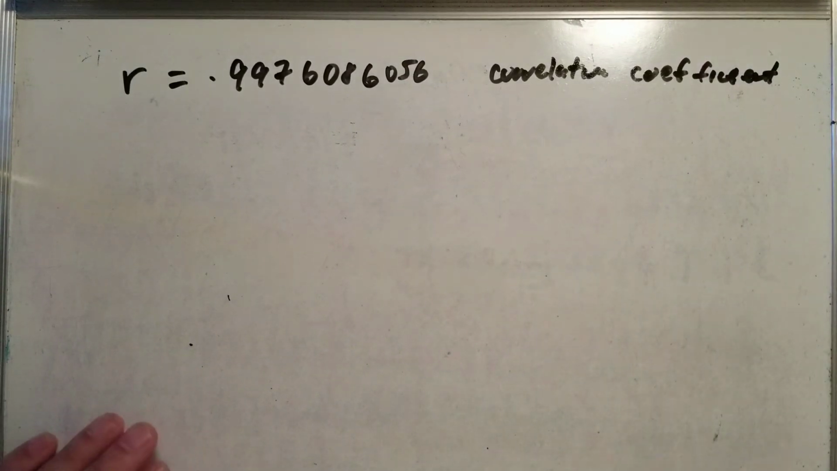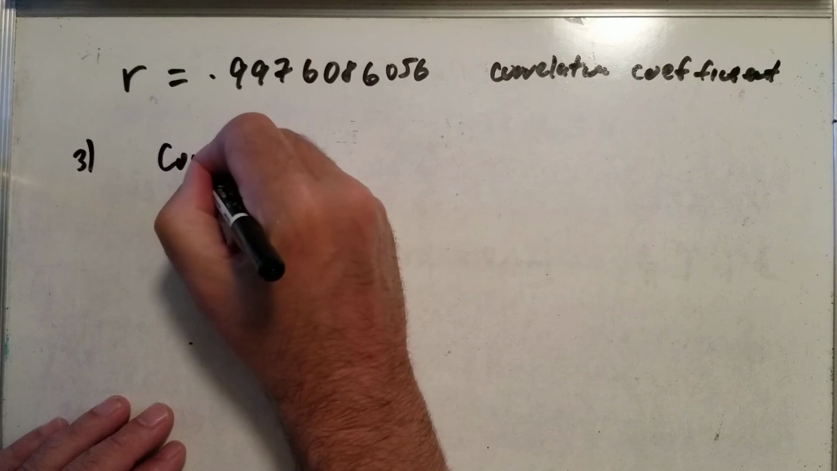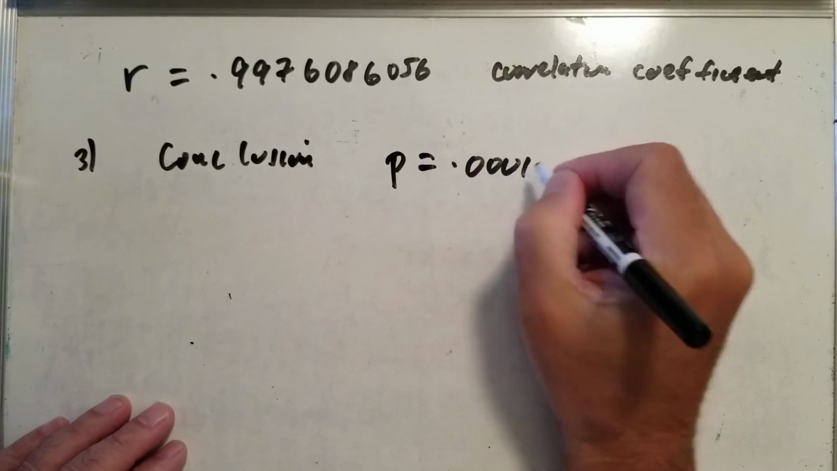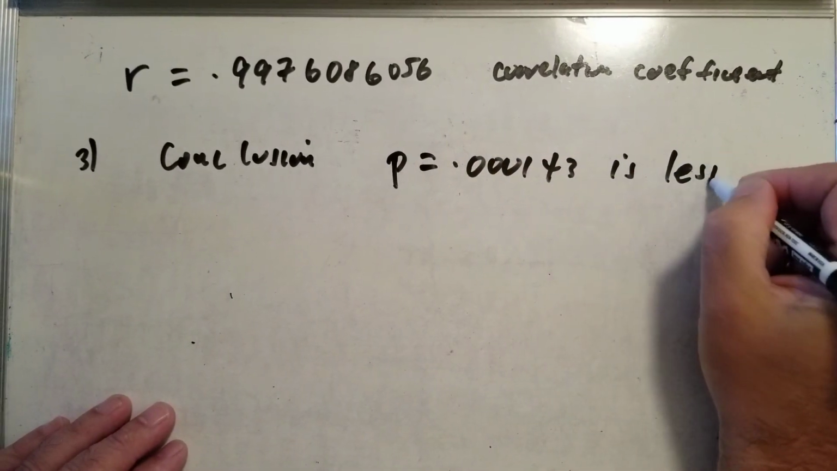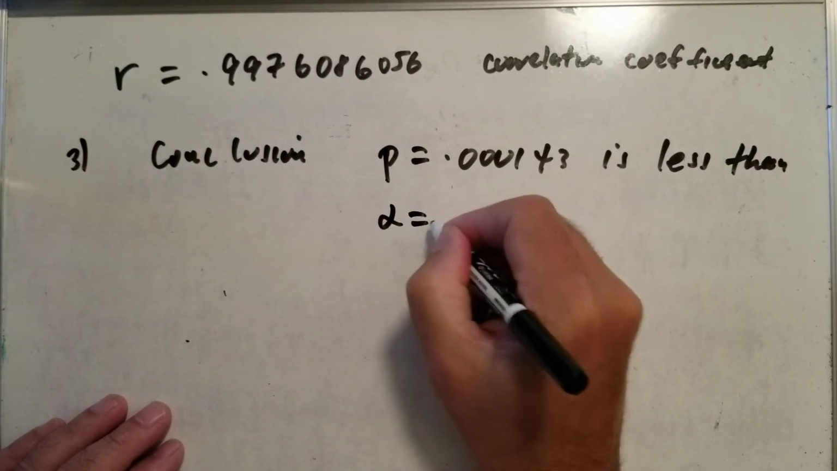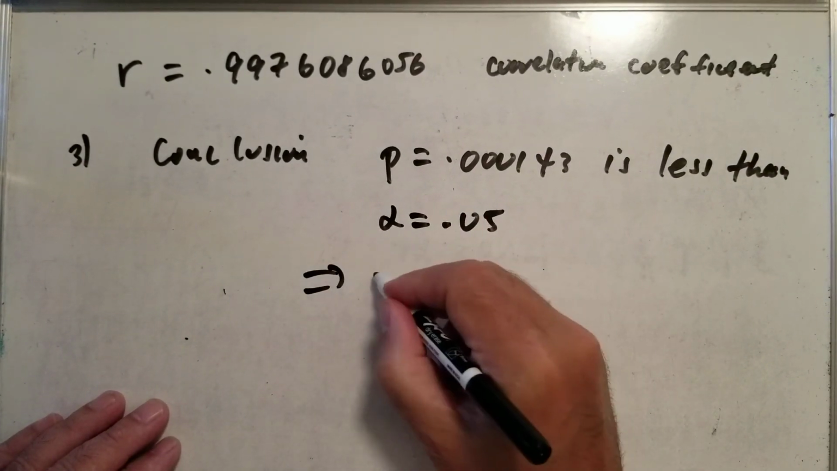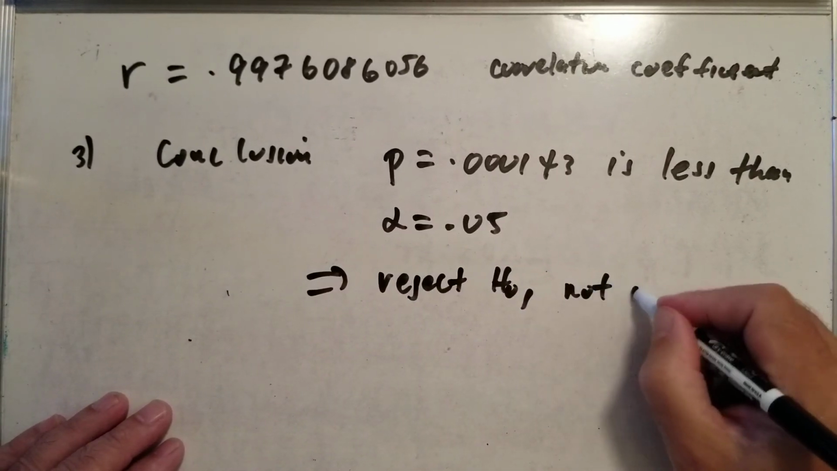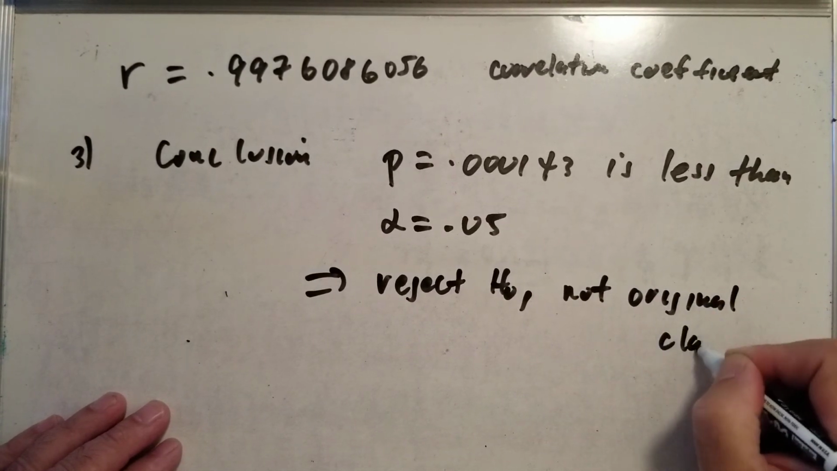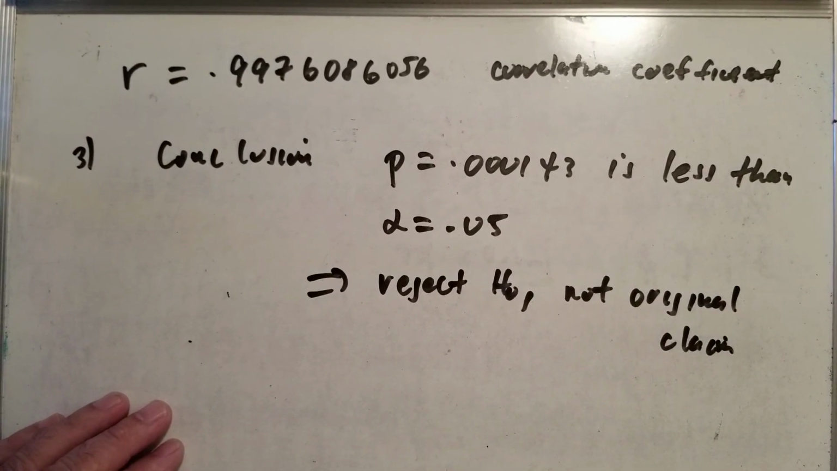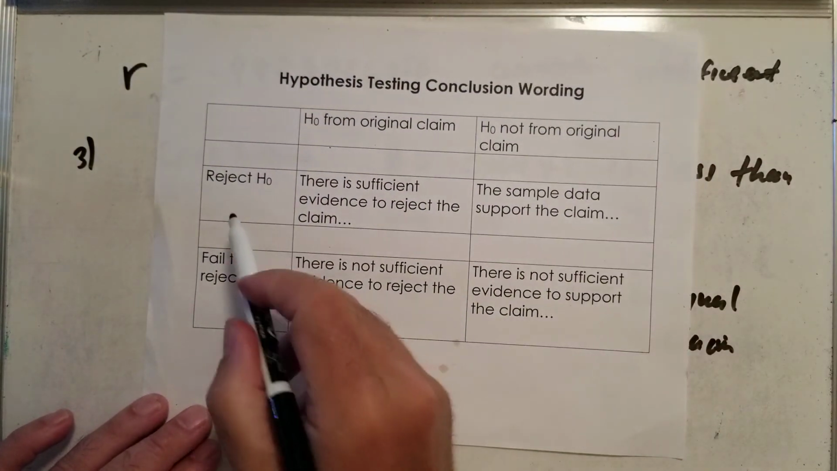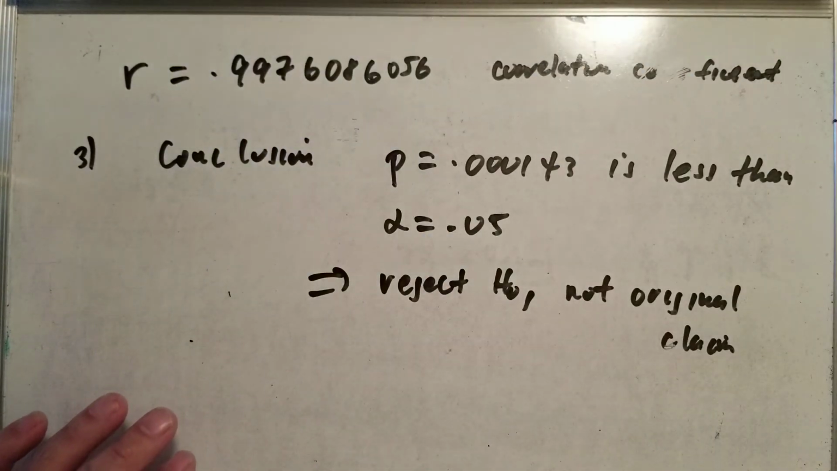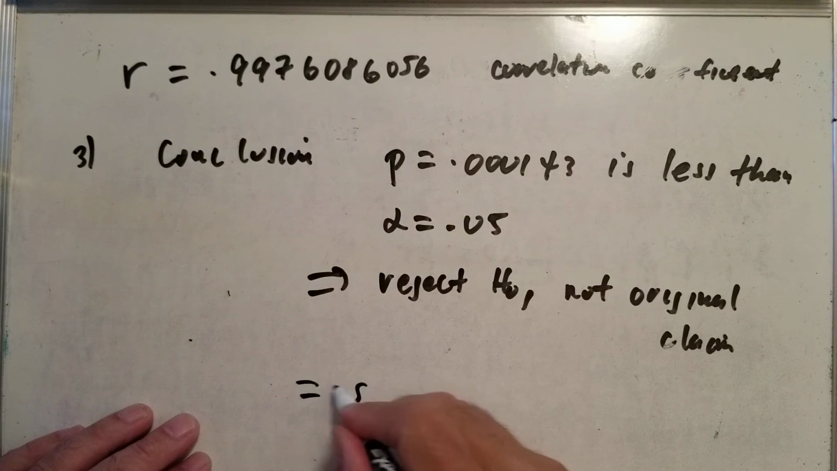And now for the hypothesis test, the conclusion, which is step 3. p equals 0.000143 is less than alpha equals 0.05. That means reject H null, and it was not from the original claim. And if you go to the conclusion wording chart, reject H null, not from original: the sample data support the claim. So these points are linearly correlated.